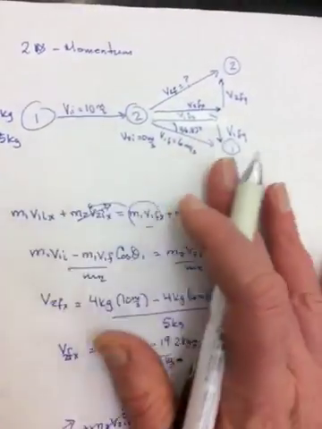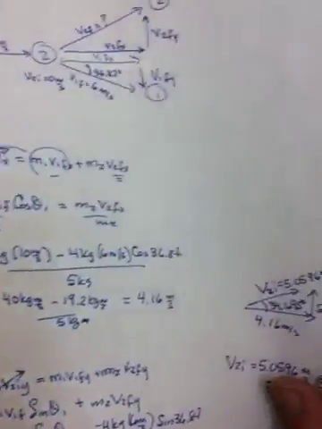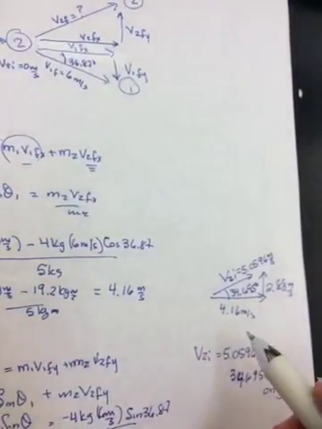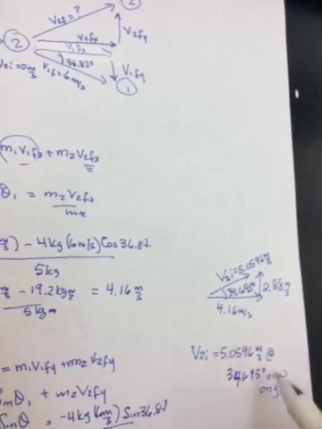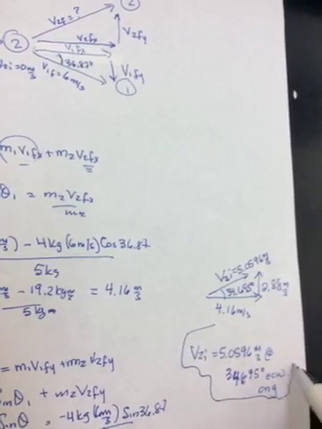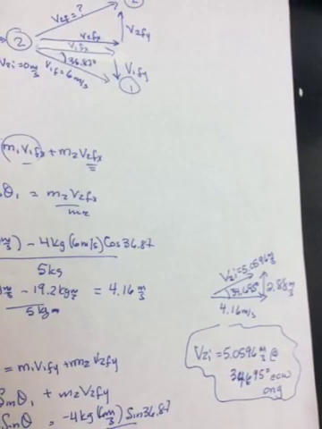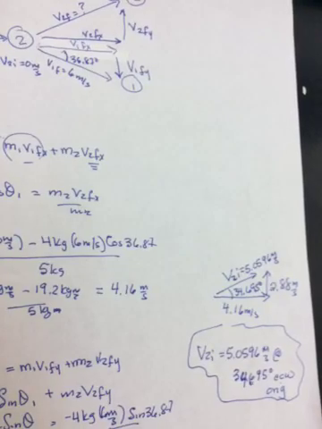Okay, sum in the x, sum in the y. Once you have your two components, create the right triangle and do the Pythagorean theorem and the tan to get the angle. Okay, so 509, the three questions that are there. I think there's 35, 36, and 37.